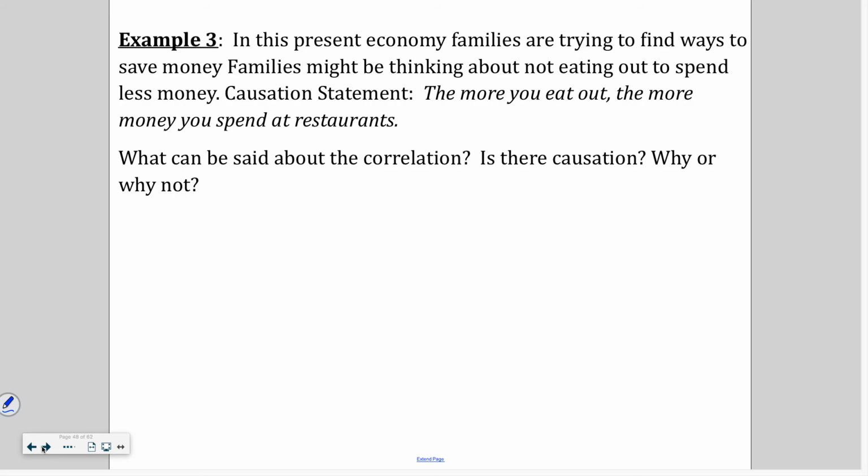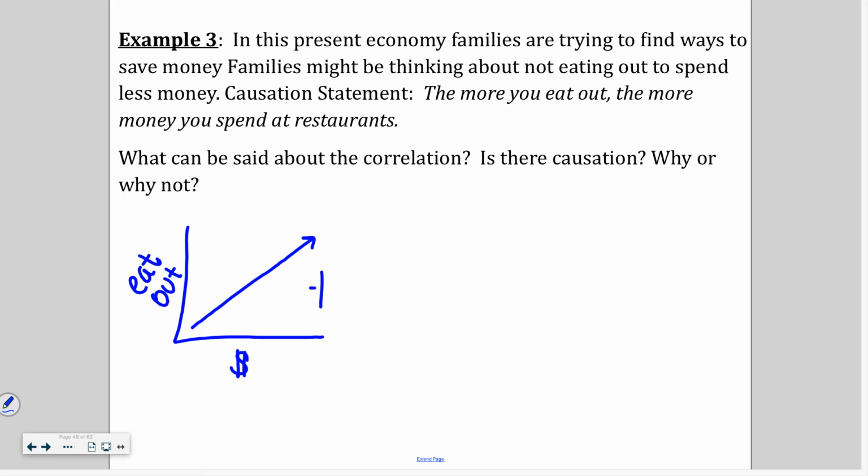In this present economy, families are trying to find ways to save money. Families might be thinking about not eating out to spend less money. Causation statement: the more you eat out, the more money you spend at restaurants. So, we eat out, and there's the money that we spend. So they're saying the more that you eat out, the more money you spend. So that would be a positive and probably a 1.